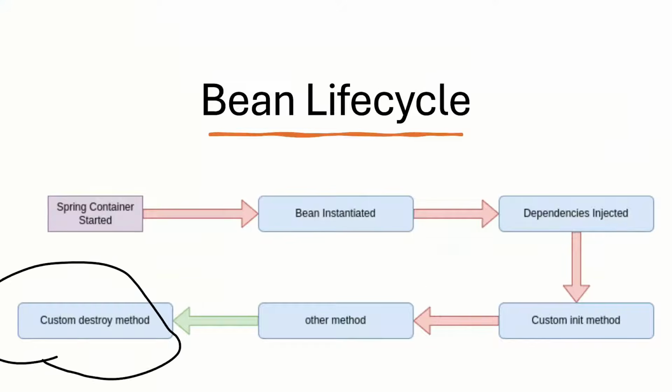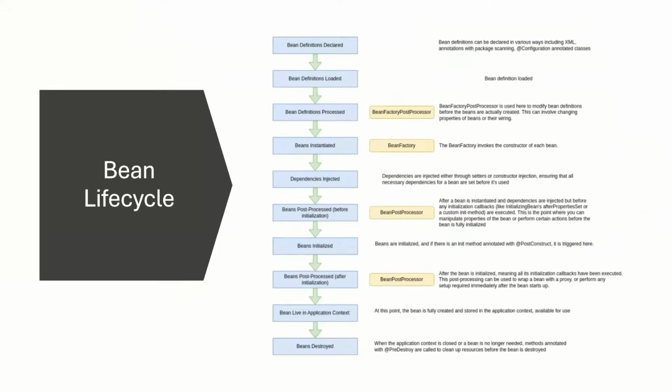When the application context closes or the bean is no longer needed, a custom destroy method executes, typically annotated with @PreDestroy, to handle resource cleanup like closing connections or releasing handles. Let's visualize the bean lifecycle within the Spring container from declaration to destruction through a detailed flowchart.